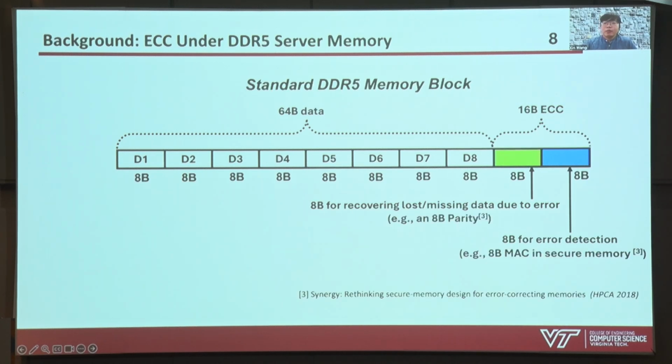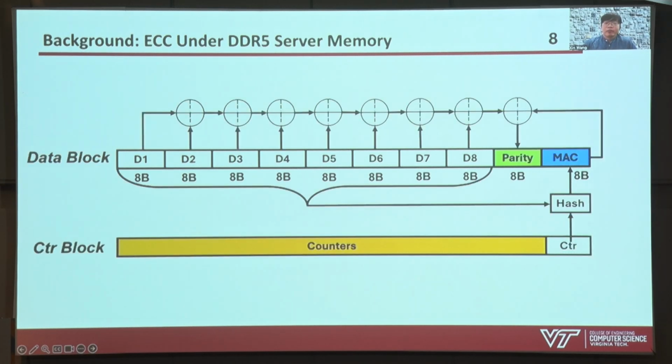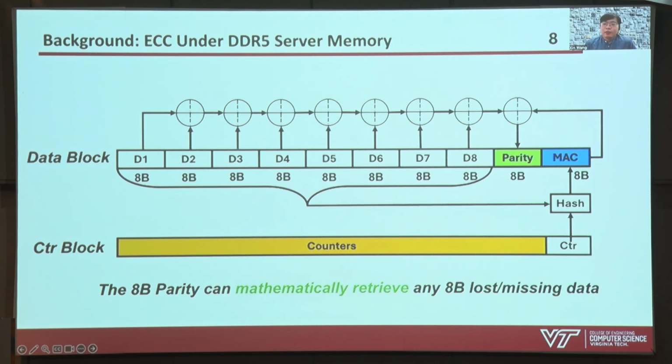For example, prior work on secure memory, Synergy, uses an 8-byte message authentication code, or MAC, for error detection and 8-byte parity for correction. The MAC takes the data and its counter as input. Hardware error can cause the DRAM chip to lose its data, so the memory controller uses the MAC to detect the hardware error. The 8-byte parity is the XOR result across the eight 8-byte data and the 8-byte MAC. Upon an error, the CPU can use the parity to mathematically retrieve the missing data.